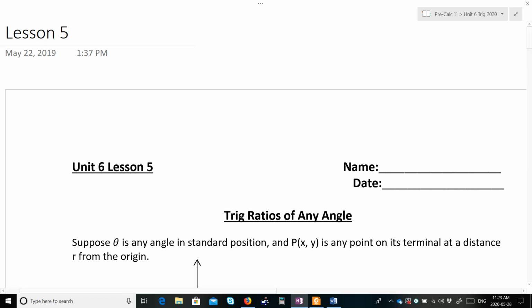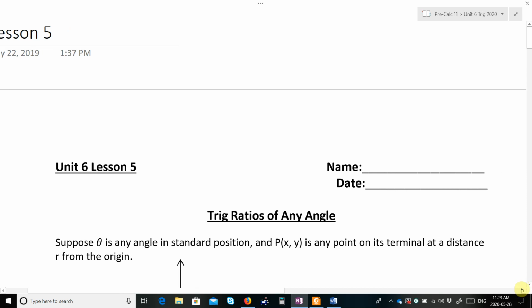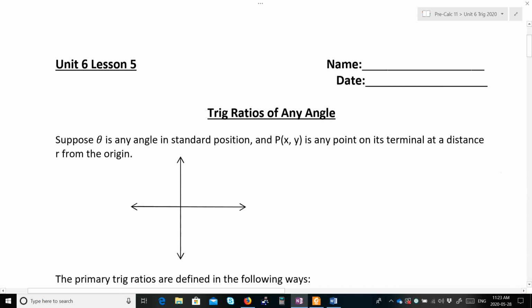Hello, Pre-Calculus 11 students. This is Lesson 5 of Trigonometry. It's called Trig Ratios of Any Angle. I'm going to call mine answer key.